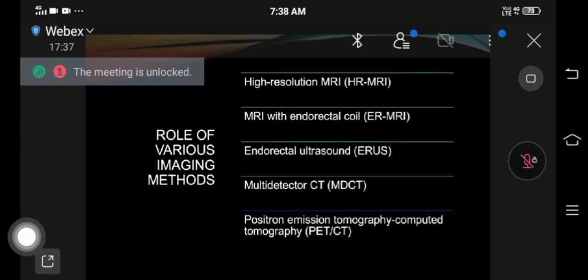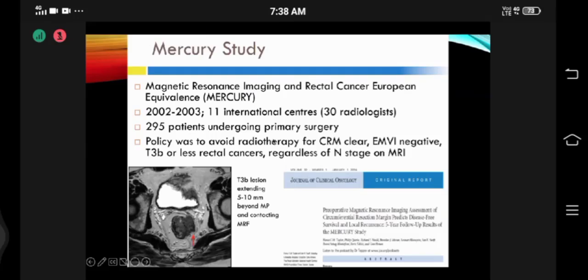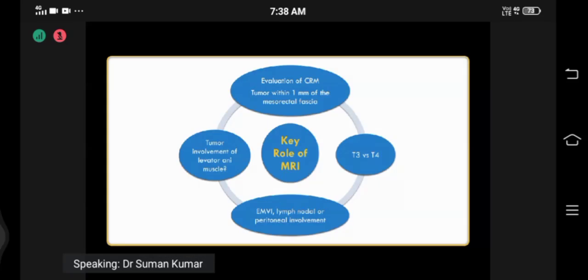We do this in select cases to rule out distant metastasis. So, like I said, the Mercury study was done in 2002-2003, where it has clearly said that MRI is useful in identifying the local recurrence and overall survival. So the key role of MRI, like I said, is whether it is a T3 or T4 disease, evaluation of the circumferential resection margin, and the tumor involvement of the levator ani muscle, EMVI, lymph nodal and perinodal involvement, the peritoneal involvement, which we will all see in the coming slides.